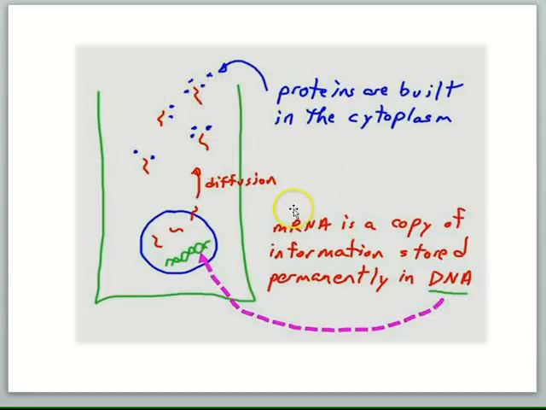Today we know these molecules as messenger RNA molecules, and they are a temporary copy of information stored more permanently in DNA. So we can think of messenger RNA as a recipe for building a protein, and it is a copy of a more permanently stored recipe that is contained in the molecule of DNA itself.